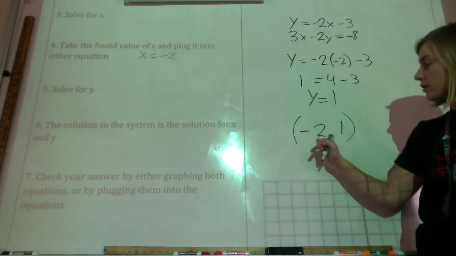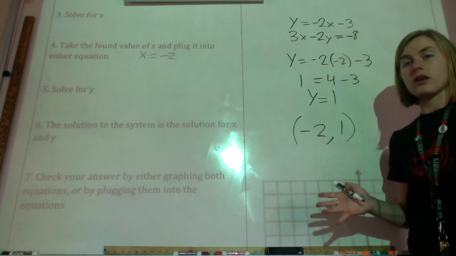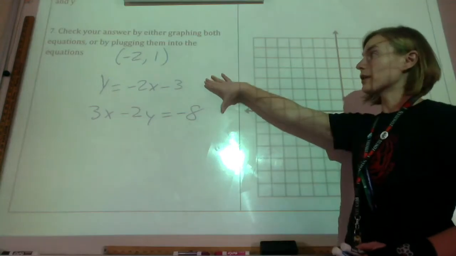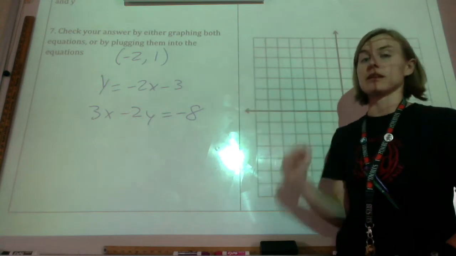So we could take negative 2 and 1 and put them into both equations and see if they work, or we can solve by graphing. So let's actually do graphing this time. We're going to take our original equations and graph them to make sure they really do cross at negative 2, 1, that really is our solution.